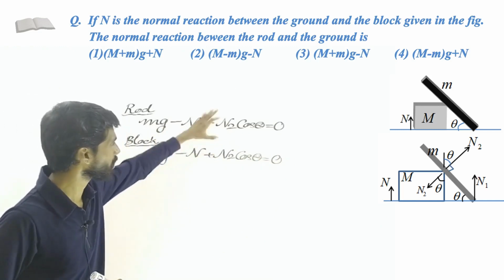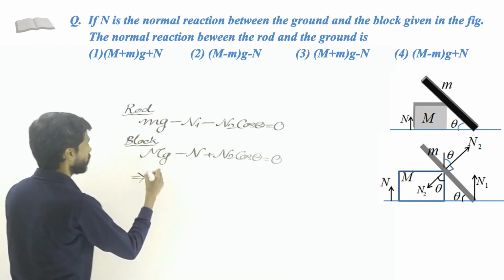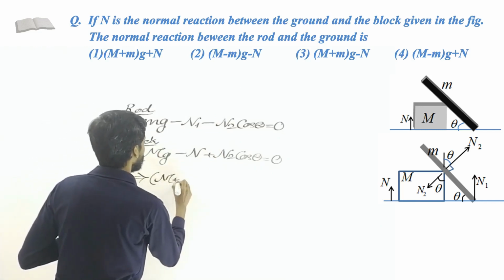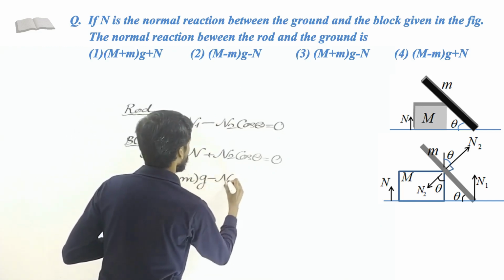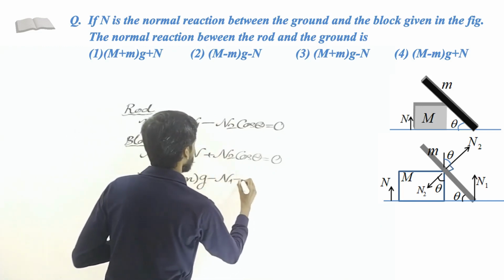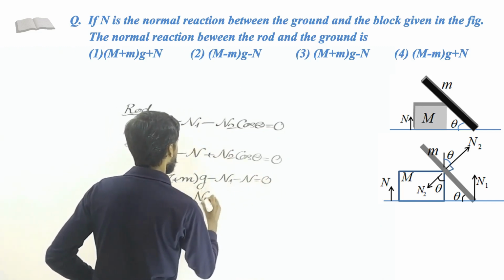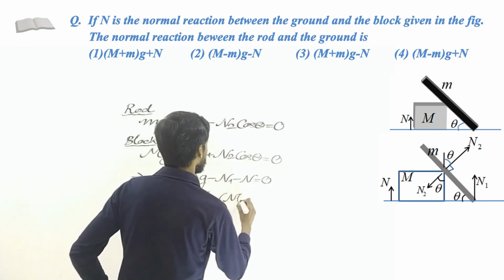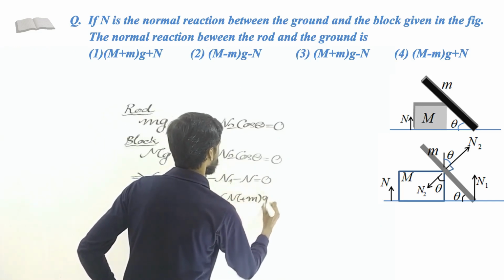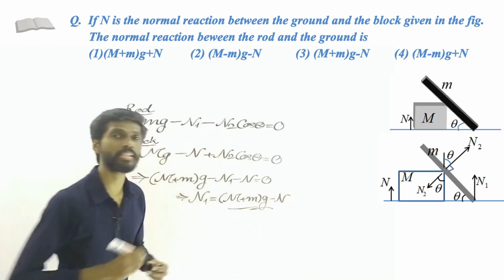So what can you do? You can simply add these two. If you add these, we get (m plus m) times g minus N1 minus N equals 0. This gives you our required value of N1. So N1 equals (m plus m) times g minus N. So that's it. That is our required answer.